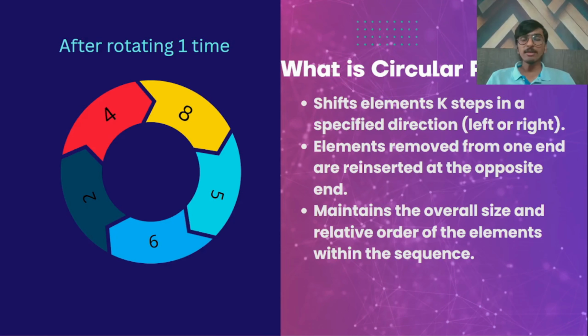This mechanism ensures that the overall size and the relative order of the elements remain constant within the sequence. This wrapping around feature is a consequence of why a circular queue is so good at reusing memory and avoiding the wasted space issue of the linear queue.